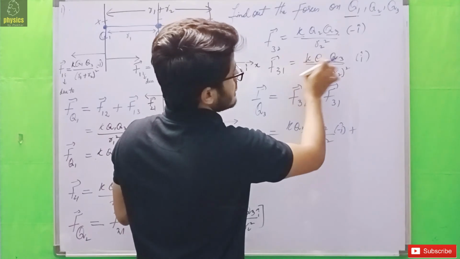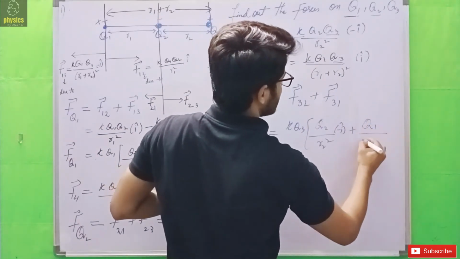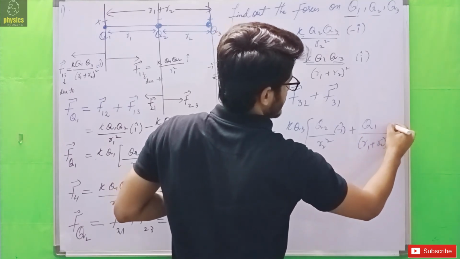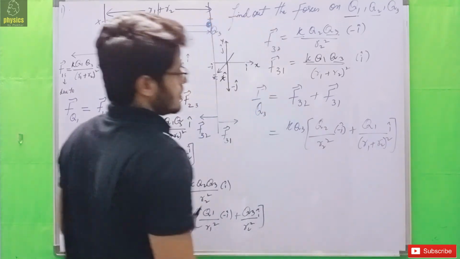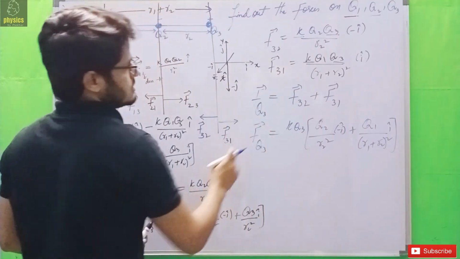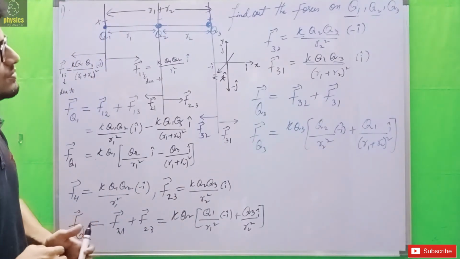plus, KQ3 is out, what remains? Q1 divided by (R1 plus R2) whole square with i cap. So this is how you can find it. So this is the force on Q3 due to Q1 and Q2.